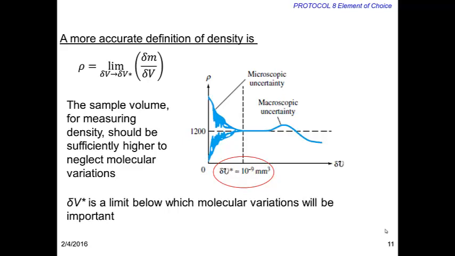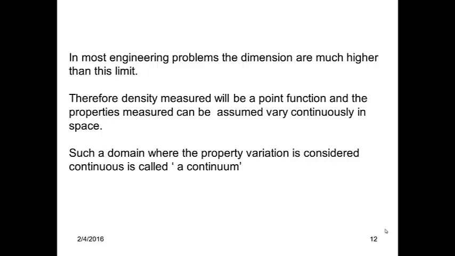In most engineering problems the dimensions are much higher than this limit. Therefore density measured will be a point function and the properties measured can be assumed to vary continuously in space. Such a domain where the property variation is considered continuous is called a continuum.